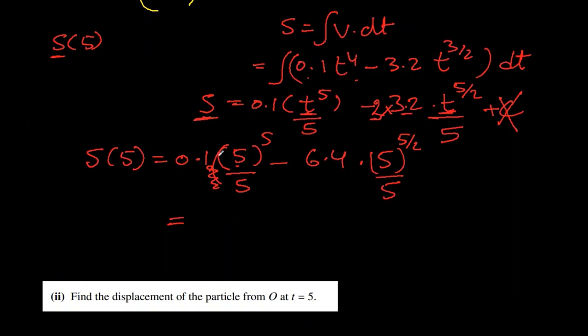Alright, when I put this in my calculator, I got minus 9.05 meters. That means it is going in the opposite direction of where it started from.